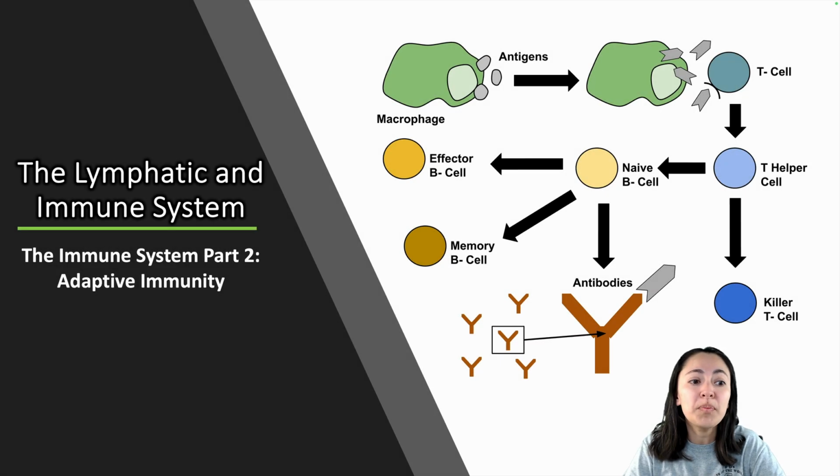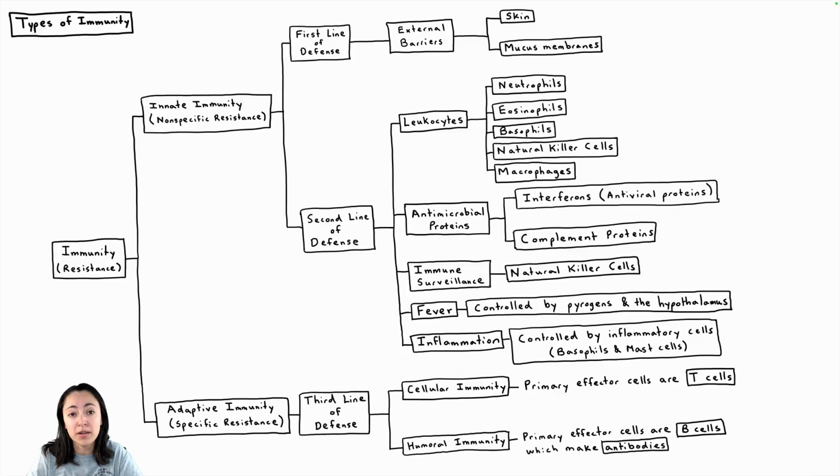In this video, we'll be looking at the immune system part 2, adaptive immunity. There are many different types of immunity, or in other words, resistance. The two major types of immunity are innate immunity, or nonspecific resistance, and adaptive immunity, also known as specific resistance. This is a flowchart showing the many different mechanisms used in innate immunity versus adaptive immunity. And in this lecture video, we're going to be focusing on adaptive immunity, or the specific resistance.